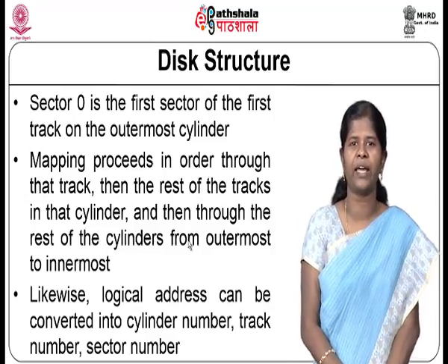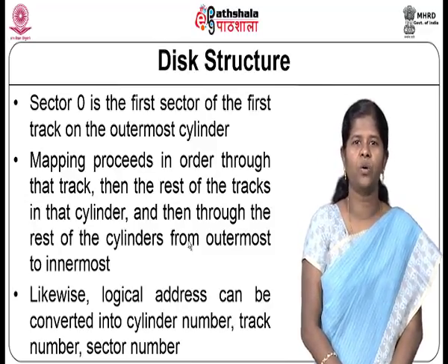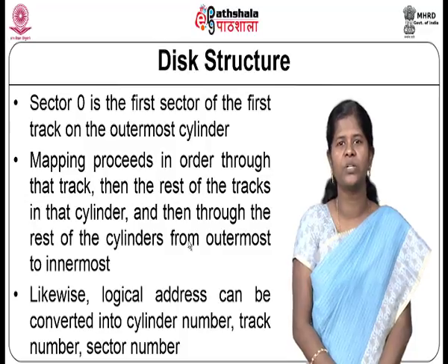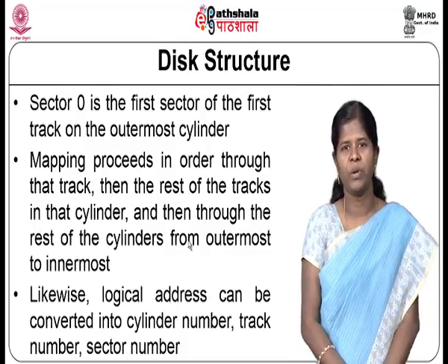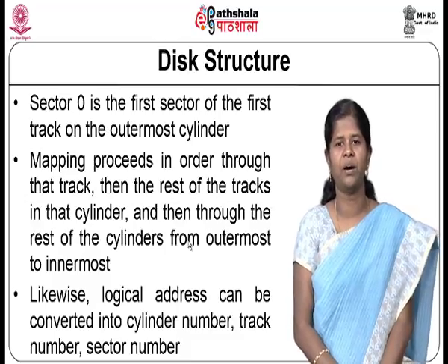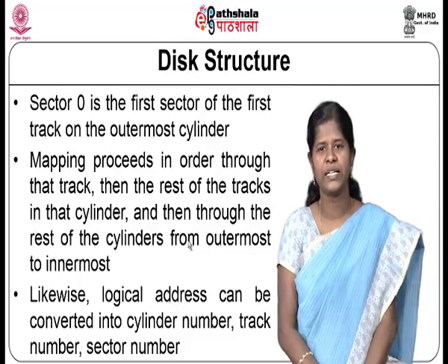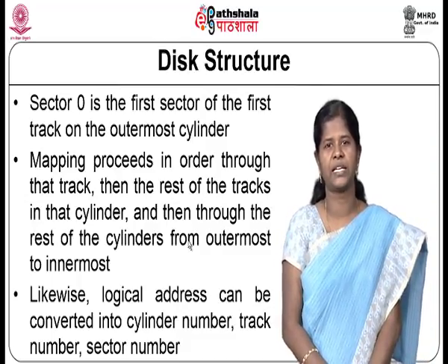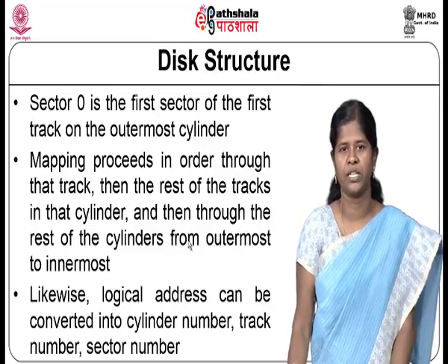A file will have logical block numbers from 0 to some maximum, and those have to be mapped onto disk block addresses kept in the disk, and those will be mapped onto a cylinder number, track number and a sector number. This combination of cylinder number, track number and sector number forms the actual disk block address that is kept in the disk.